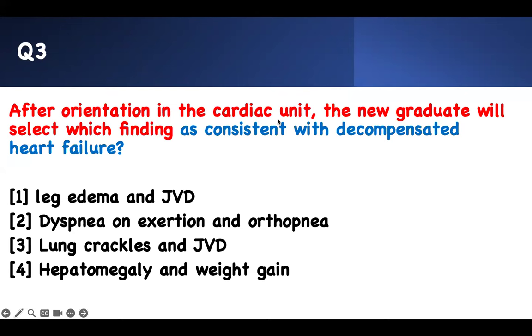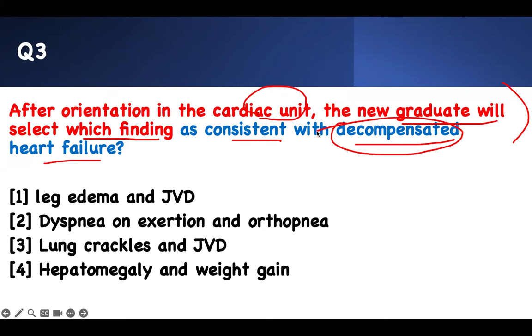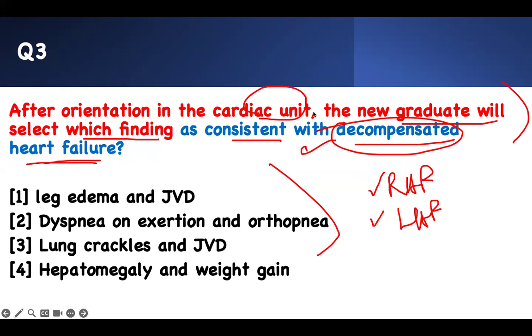After orientation in the cardiac unit, a new graduate will identify which finding as consistent with decompensated heart failure. When you see this complicated statement question, break it down. What is decompensated heart failure and what would I see? If they don't tell you it's right heart failure or left heart failure, that means it's both. Chronic heart failure means you can see right-sided and left-sided. Decompensated heart failure will have right and left. Therefore, leg edema is right side. JVD, right side. So this is all right side.